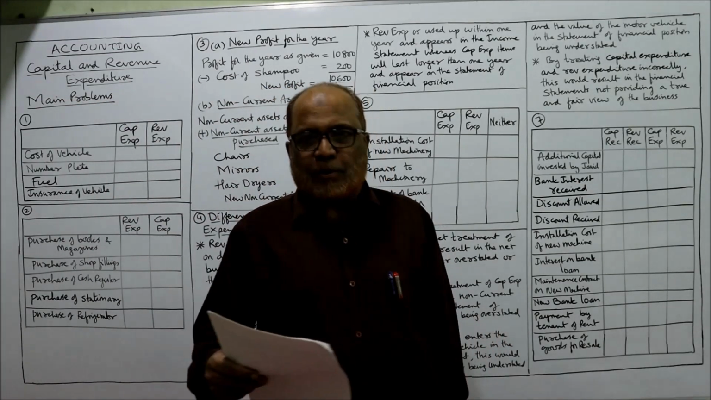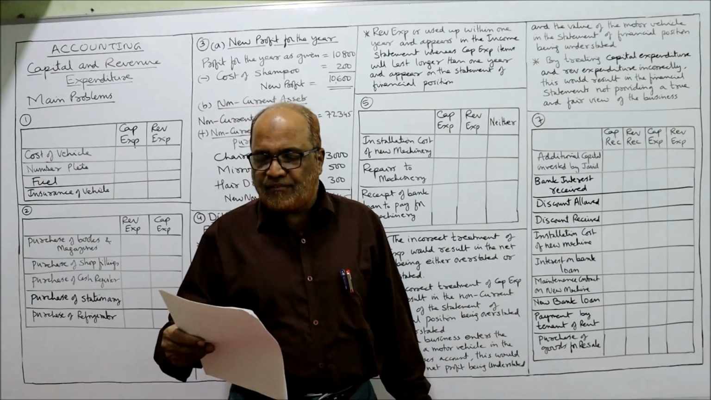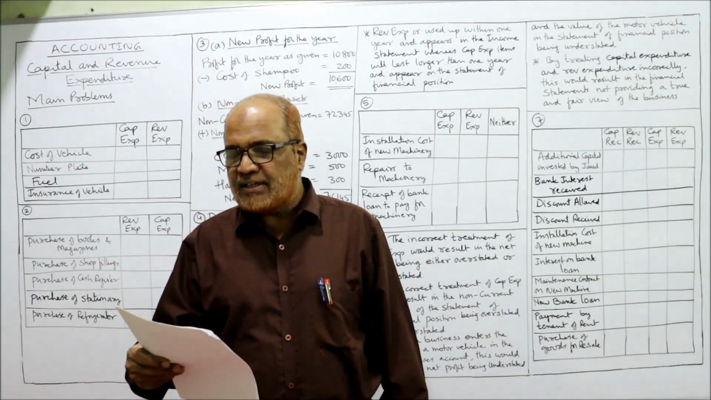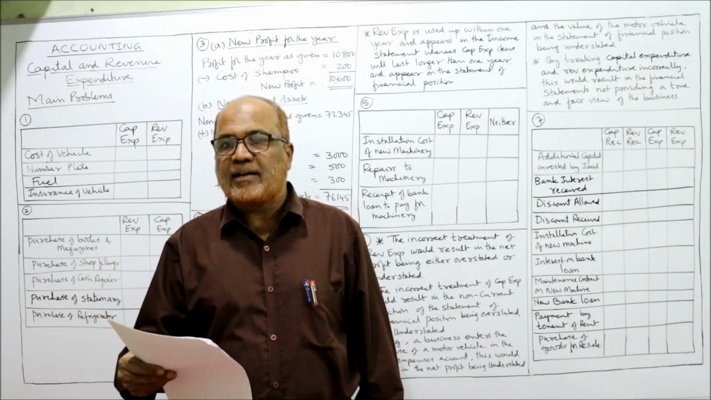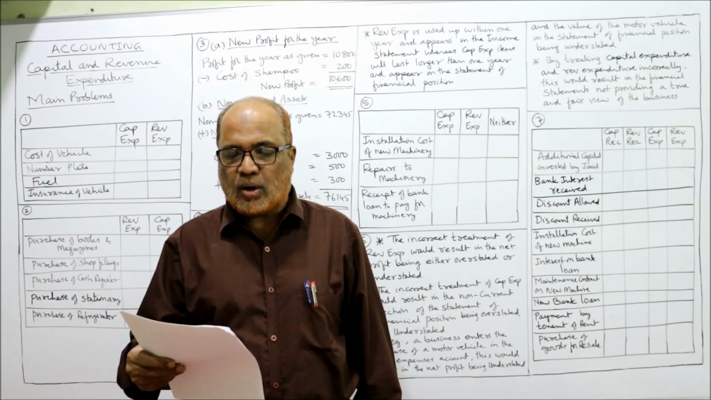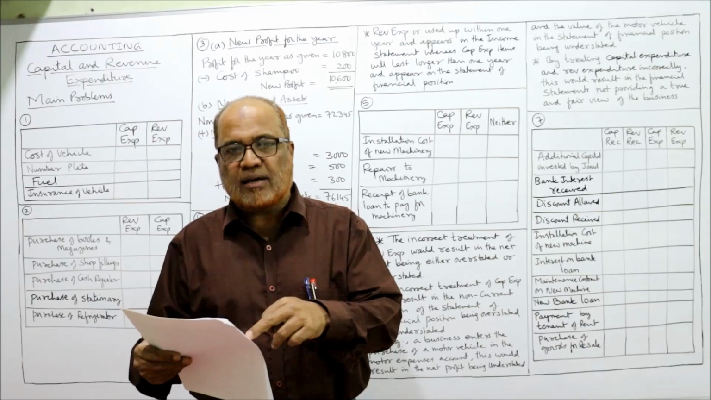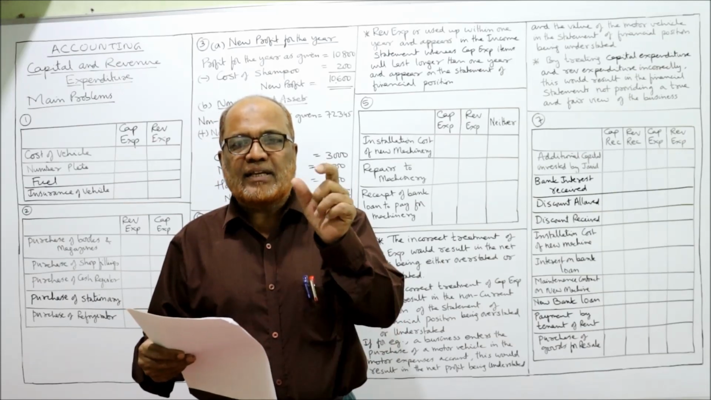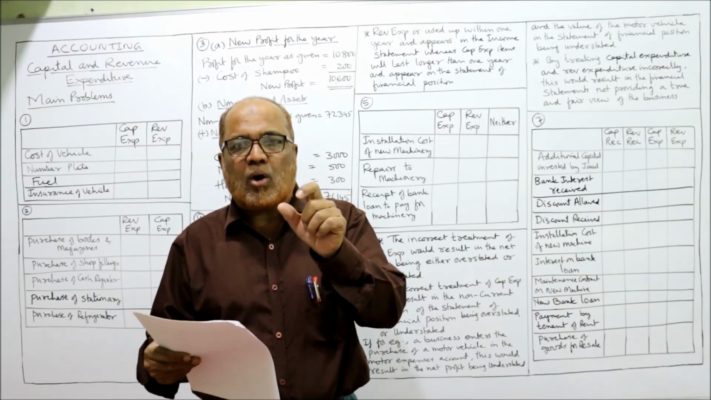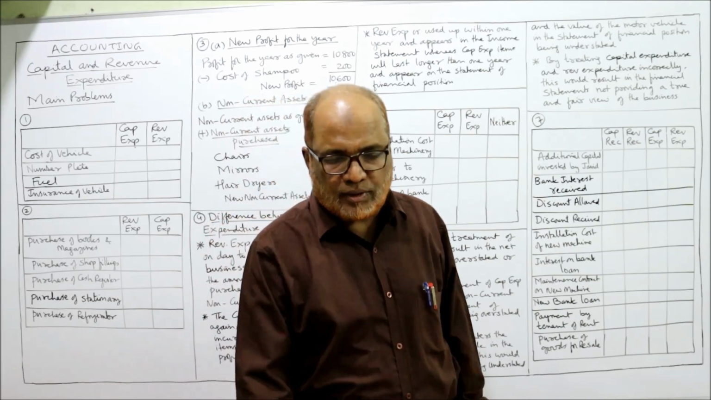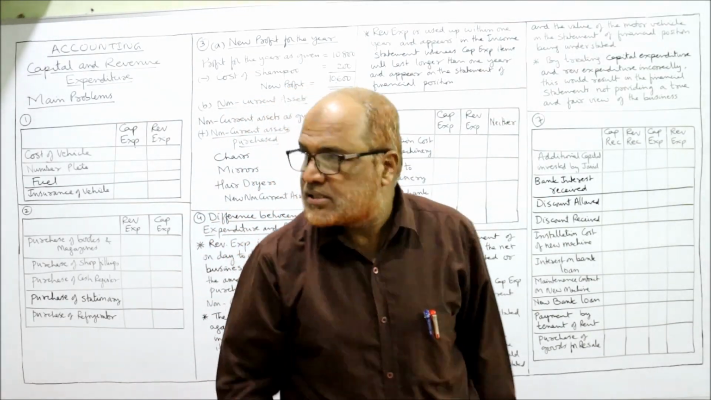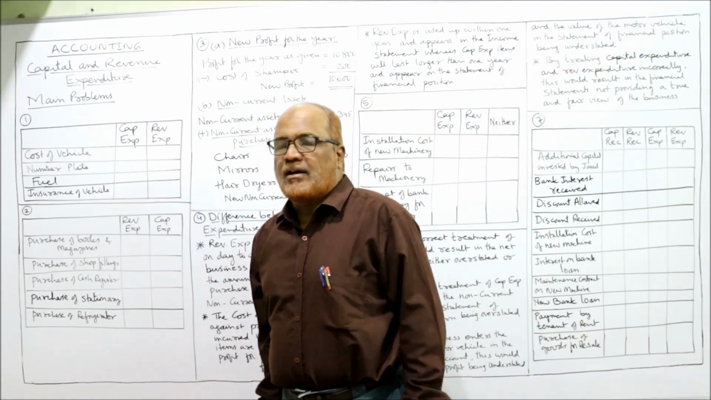Come on, see the first problem. Complete the following table indicating with a tick whether each item is a capital expenditure or a revenue expenditure. Simply you have to decide. 4 items are given. For each item, you have to decide whether it is a capital expenditure or revenue expenditure. The first one is cost of vehicle.